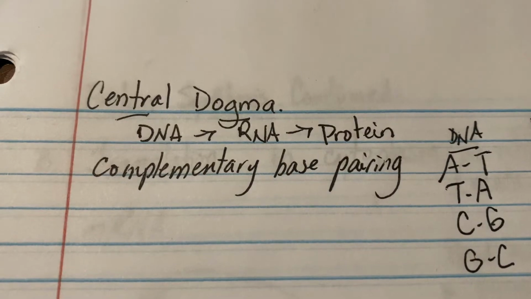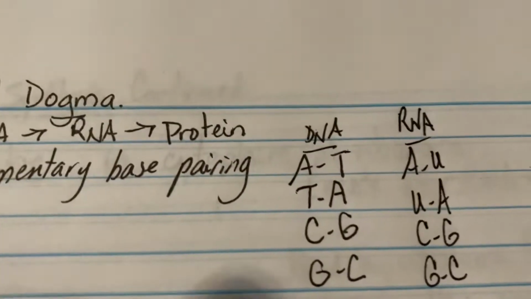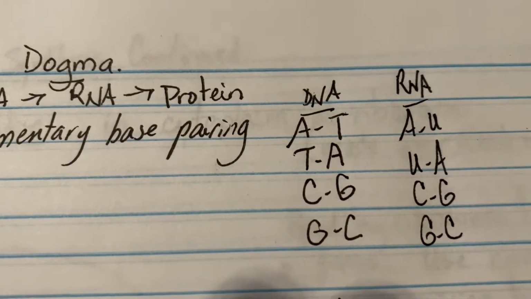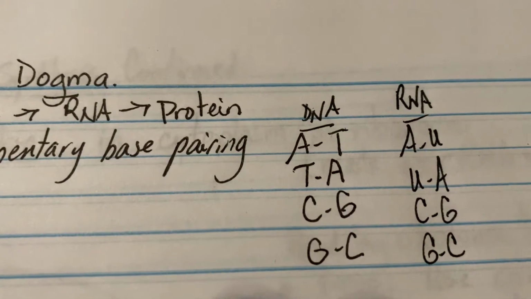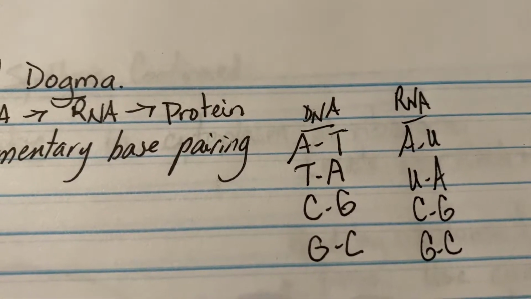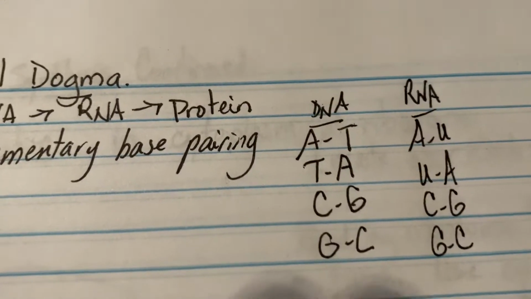Now, this is all dependent on complementary base pairing. And you know already that for DNA, adenine goes with thymine, thymine goes with adenine. For RNA, adenine goes with uracil, uracil goes with adenine. Cytosine goes with guanine, guanine goes with cytosine for both of them.